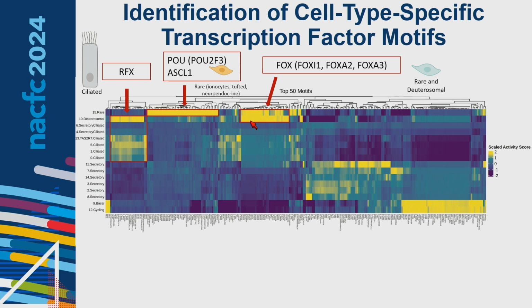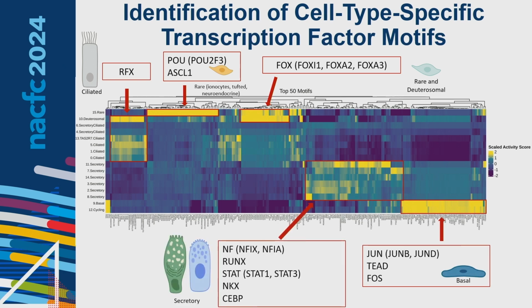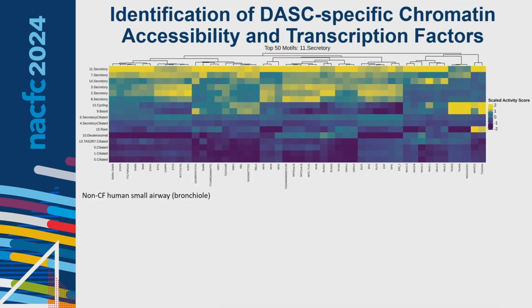And the deuterosomal and the rare have the FOX motifs. And the basal have JUN, TEAD, and FOS. And then our secretory cells have these associated STAT and NKX. We are most interested in secretory cells since DAS are secretory. And we were able to then look at DAS-specific chromatin accessibility and transcription factors.